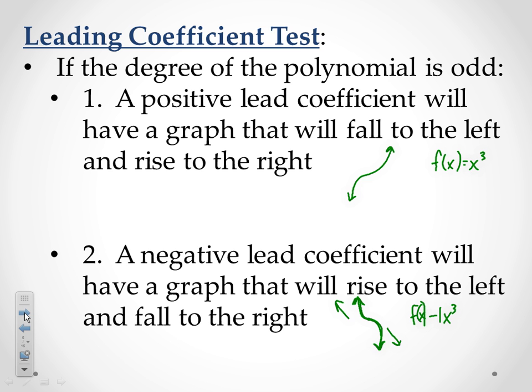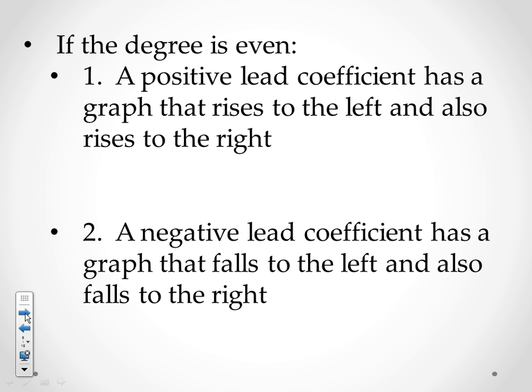Okay, so don't get caught up too much in having to memorize. You do, but you don't. If you pick it apart and use our chapter 2 information, you could end up figuring it out even if you'd forgotten some stuff. If the degree is even, all right, so if our highest exponent is even and has a positive lead coefficient, it's going to have a graph that rises to the left and also rises to the right.